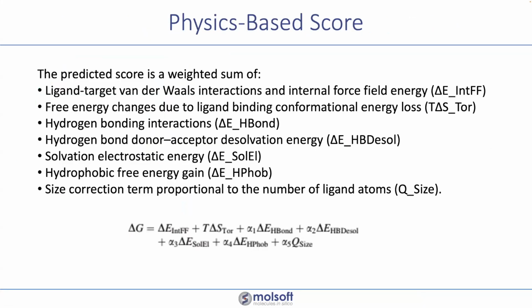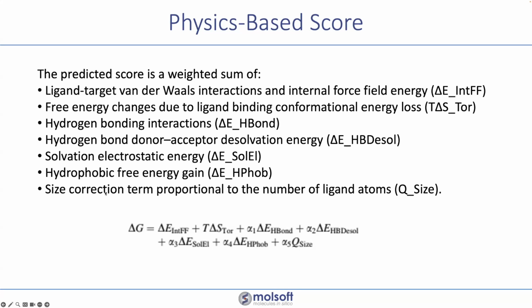So once it's docked, you get 2 scores: the physics-based score and a neural network score. The physics-based score is based on predicted different weights for these items. It looks at the van der Waals interactions, the attractive and repulsive forces between atoms. There is an energy term for coulombic interactions between charged atoms, modulated by a distance-dependent dielectric. There's hydrogen bonding, donor acceptor desolvation energy. The desolvation energy is the energetic cost of removing the water molecules from the binding site. It's the hydrophobic free energy gain.